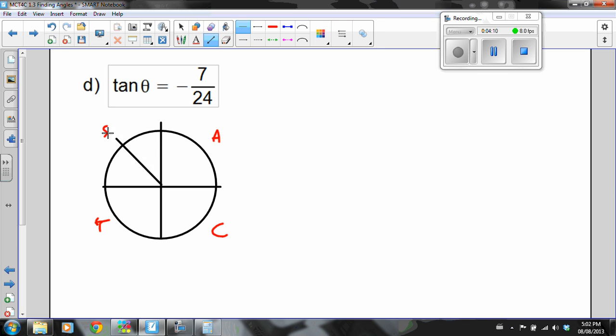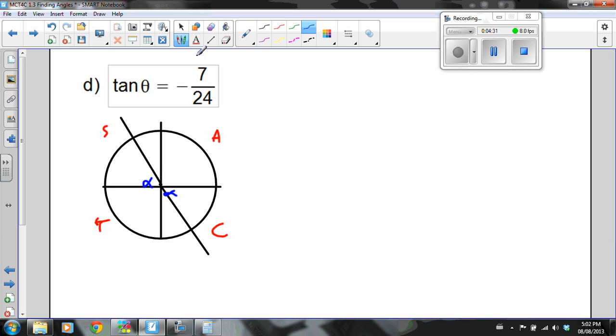And again, I don't really care exactly where this is. But I know that this is going to have the same reference angle. So this angle here is going to be equal to this angle here. So that angle and that angle are the reference angle. I'm going to even draw that in there. Why not? Now, there's a couple of different ways to attack this.